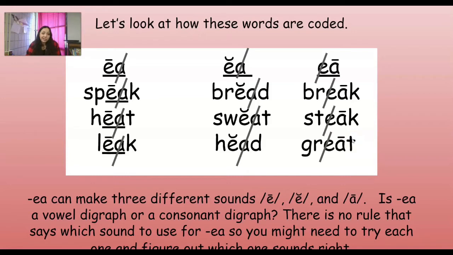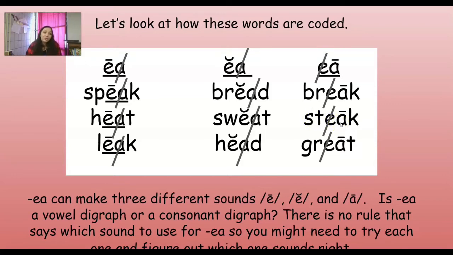Okay, here's the tricky part though. There is no rule that says which one to use for EA. So you might need to try each one and figure out which one sounds right. So for example, if I come to the word speak, I might say speck. And would that really make sense if I was saying I want to speck? Like I want to speak? No, so I would try the other version. Or if I come to steak and I try the long E, steek, that doesn't make sense. Or if I tried the short E, steck, that doesn't make sense, but then I could say ache, steak.